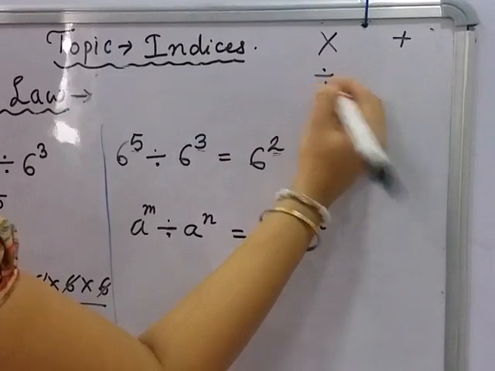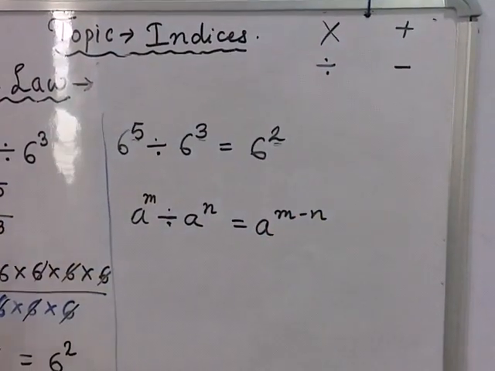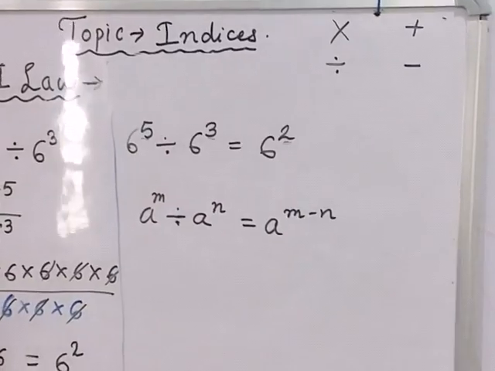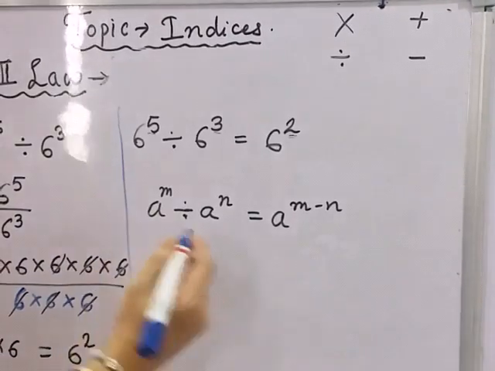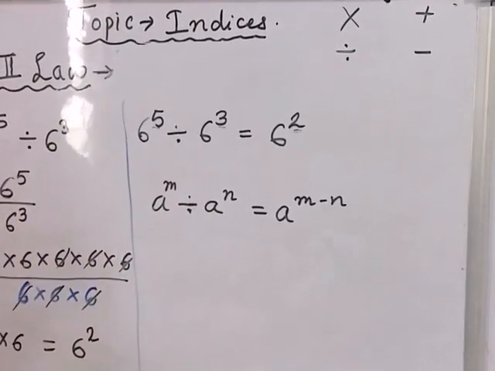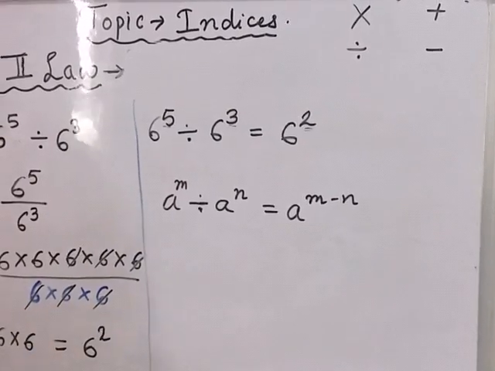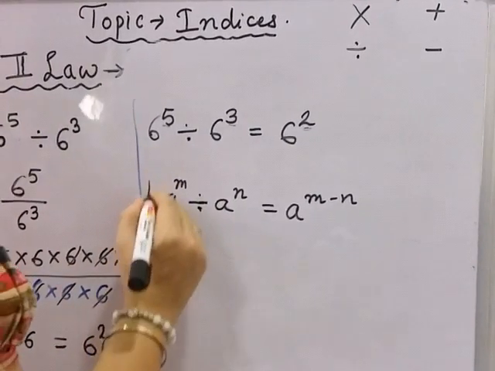And here it is division, and the relationship is with subtraction. So student, here we got the second law of indices, that is a raised to m divided by a raised to n is equal to a raised to m minus n.